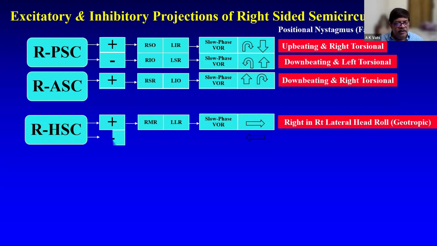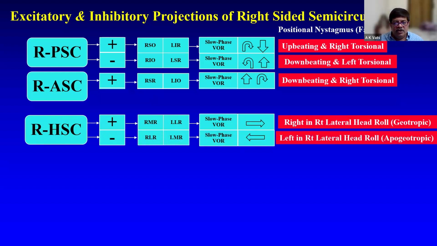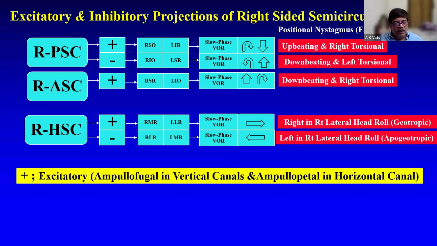Likewise, the inhibitory projections of the right horizontal semicircular canal are to the right lateral rectus and left medial rectus. The slow phase VOR during the left lateral head roll is geotropic in the right lateral head roll, and therefore the fast phase VOR, which is a positional nystagmus, is apogeotropic. So this is Ewald's law.